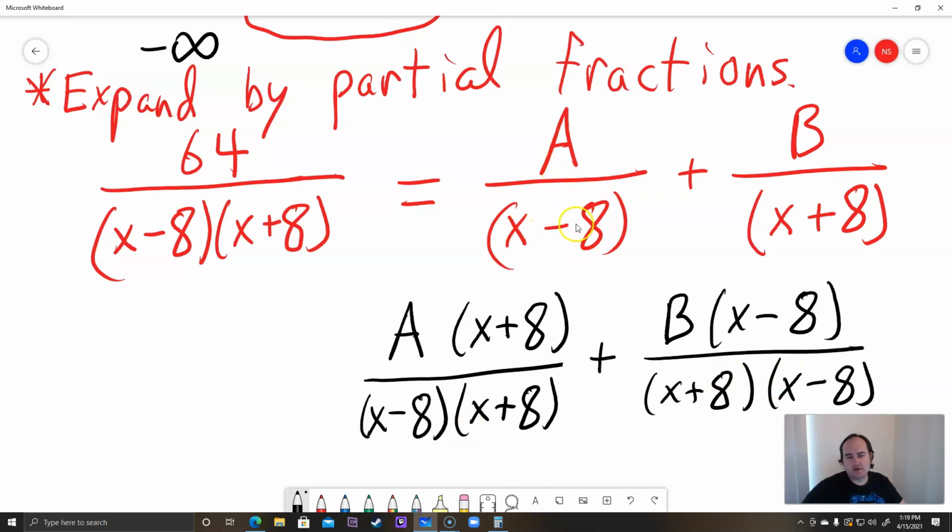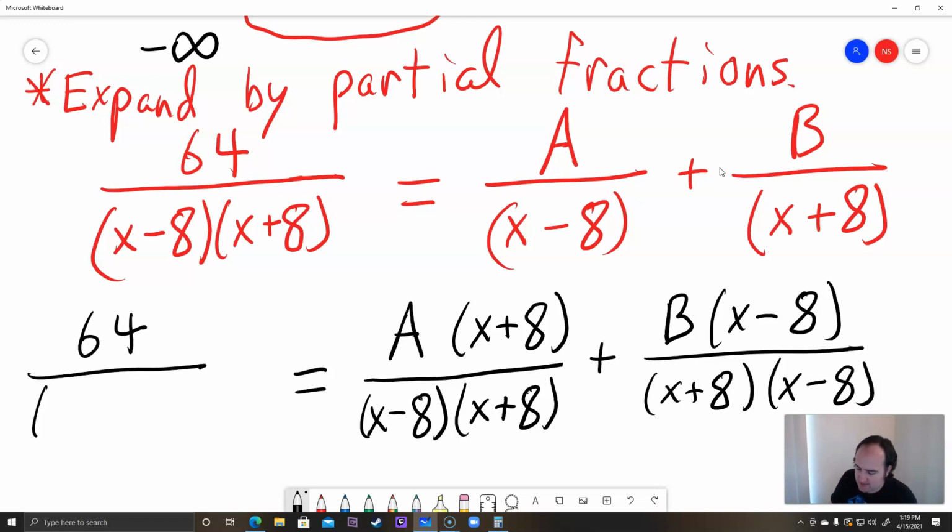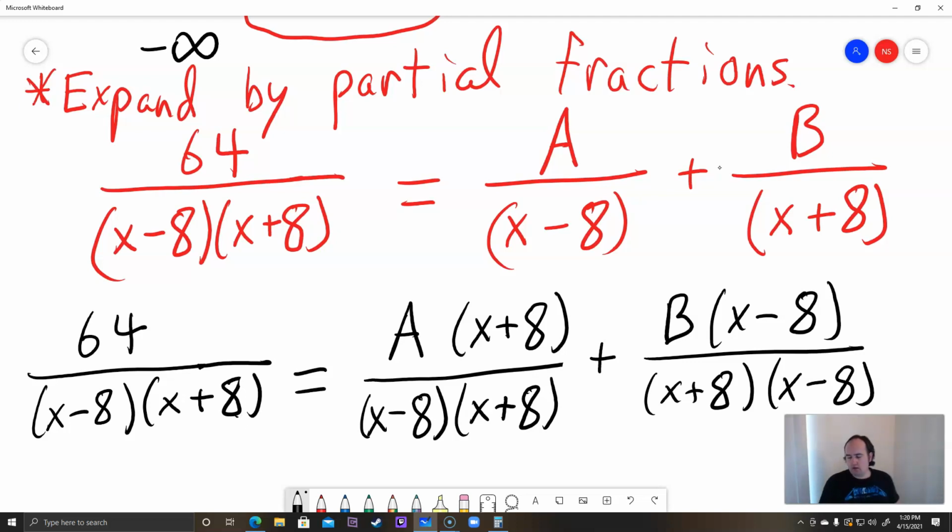For the first fraction we were missing an x plus 8, so I multiplied by that. And in the second fraction we were missing an x minus 8, so I multiplied on the top and the bottom by that. And then on the left side we already have the whole denominator that we need, x minus 8 times x plus 8. The nice thing about doing it this way is now that we built everything to a common denominator on both sides, we can basically just cross out all the denominators. So all the x minus 8, x plus 8, all of those just cross out.